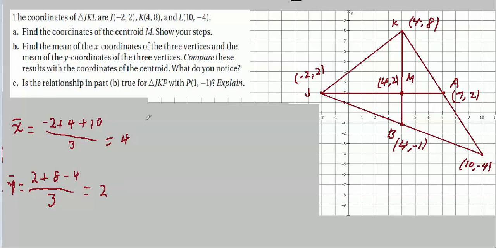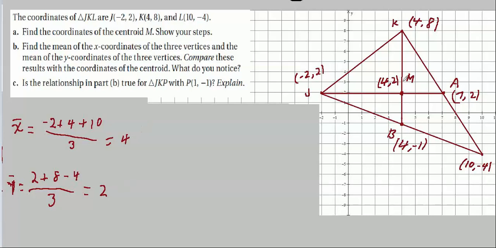But what did we get? We got an x-coordinate of 4 and a y-coordinate of 2. Oh, son of a gun, look at that. The centroid was also 4, 2. Well, that's interesting, isn't it?